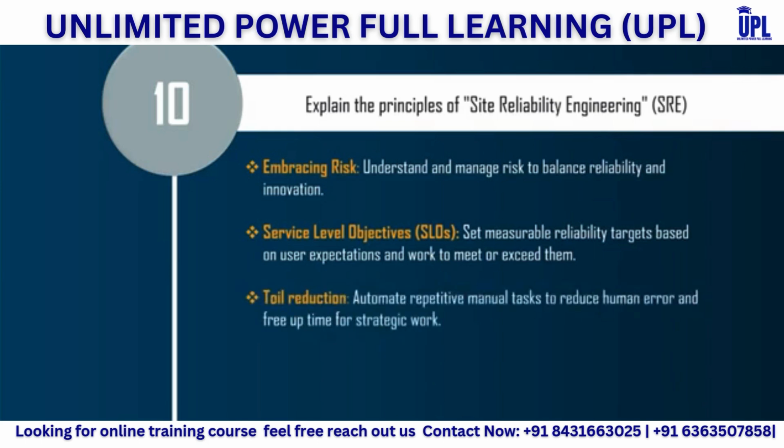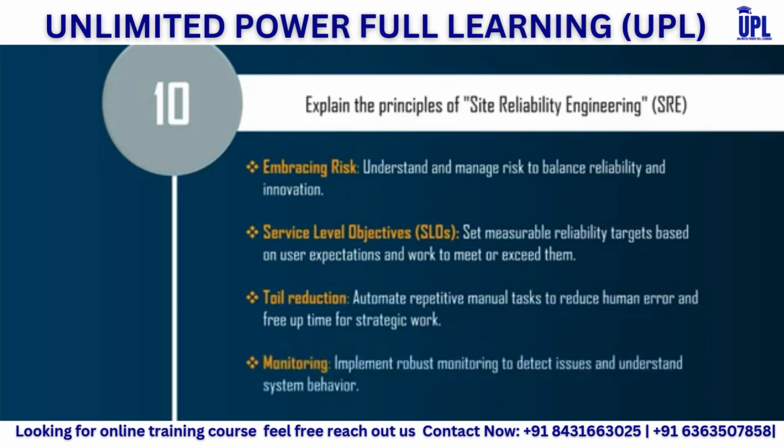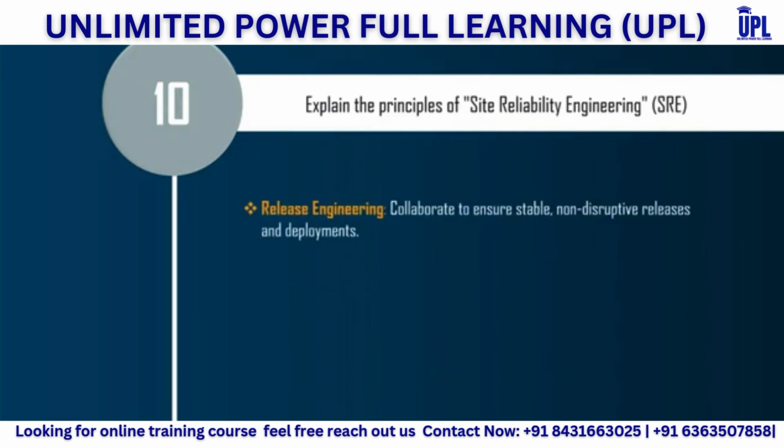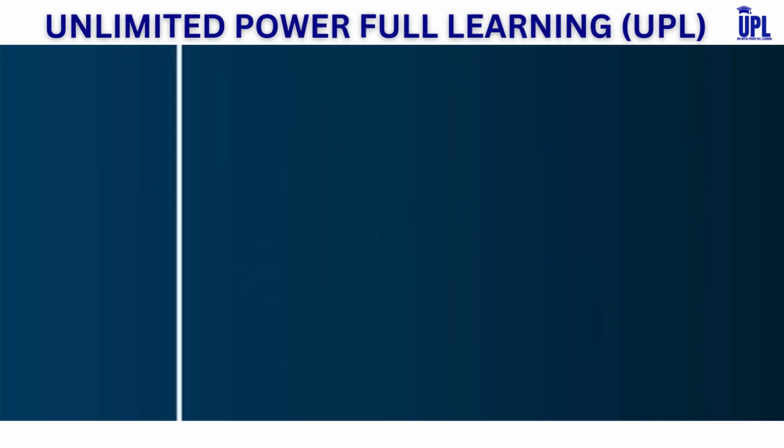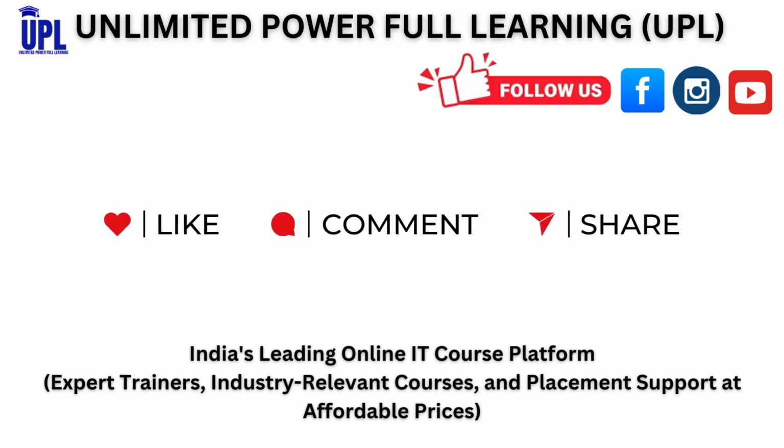And then we have toil reduction. Automate repetitive manual tasks to reduce human errors and free up time for strategic work. And next we have monitoring. Implement robust monitoring to detect issues and understand system behavior. And the next key principle is release engineering. So collaborate to ensure stable, non-disruptive releases and deployments. Next, automation. So automate routine tasks for consistency and efficiency. And finally, simplicity. So keep systems simple to reduce complexity, which can lead to increased risk.